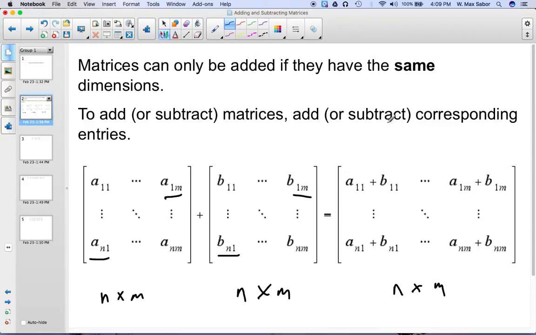So we will add or subtract the corresponding entries. So the first entry will be the first entry of the first matrix plus the first entry of the second matrix, which gives the first entry of the sum matrix.